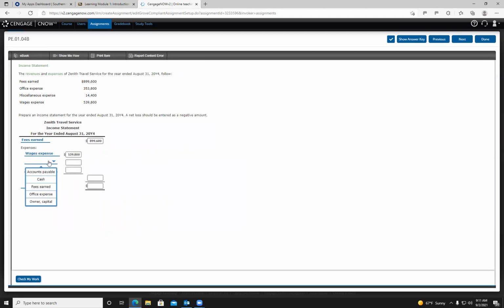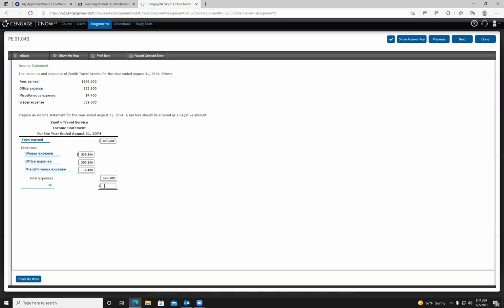Next would be our office expenses, 353,800. Last is our miscellaneous expenses at 14,400. Now, the first thing we're going to do is we're going to tally up all of our expenses and plug that in. And that should equal 422,100.